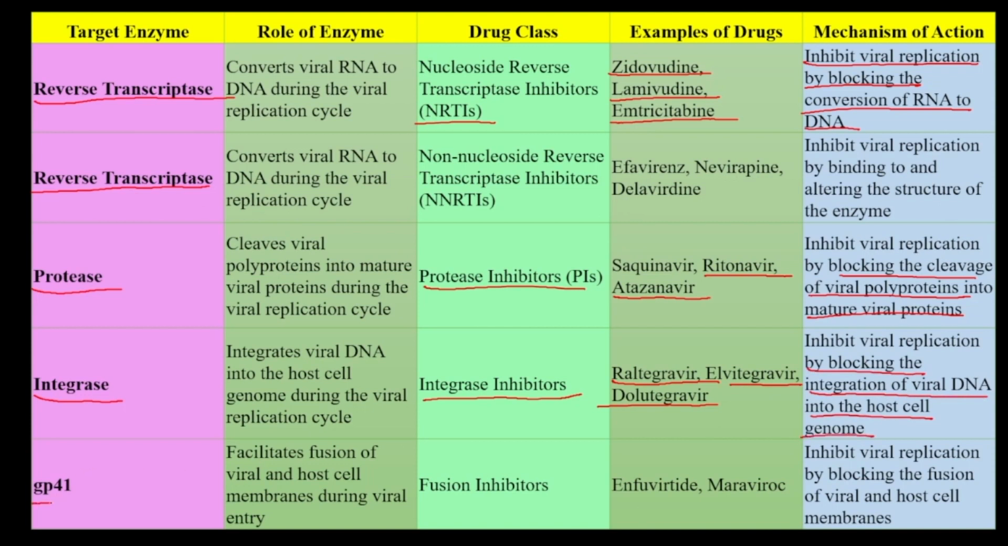Then you also have the gp41. For gp41, you can use fusion inhibitors, and these are the two drugs you can use. They inhibit viral replication by blocking the fusion of the viral and the host cell membranes.